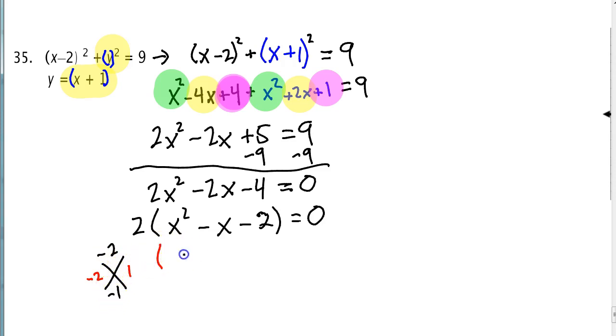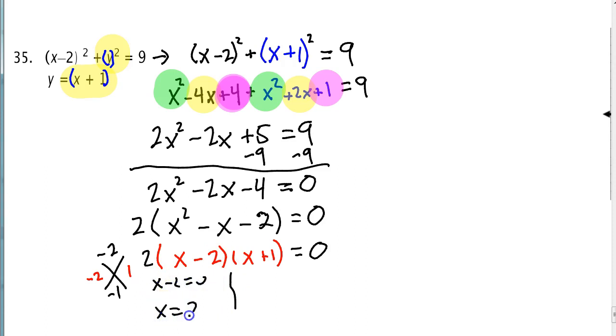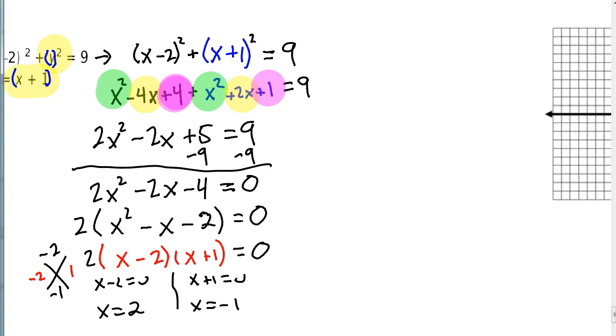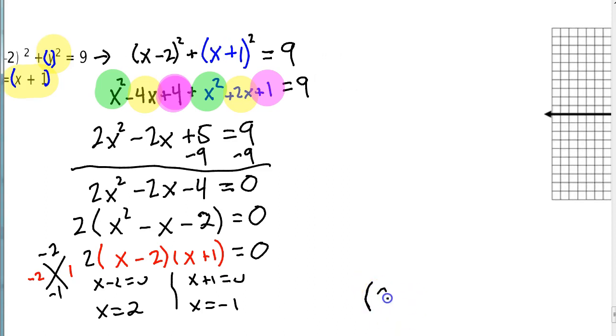So we'll have x minus 2 and x plus 1 as my factors. And this 2 is still here, it doesn't change the answer at all. So my two factors when I solve will be x minus 2 equals 0, so we got x equals 2. And then, of course, x plus 1 equals 0, so we get x equals -1. So we know we have two x coordinates: 2 comma y, and also -1 comma y.